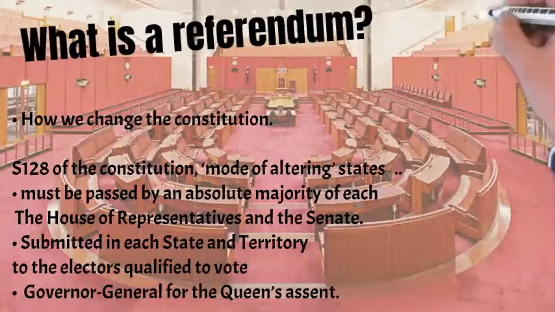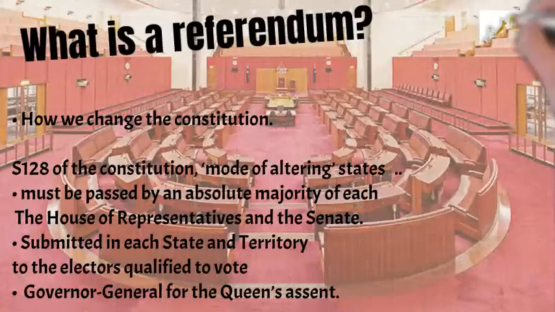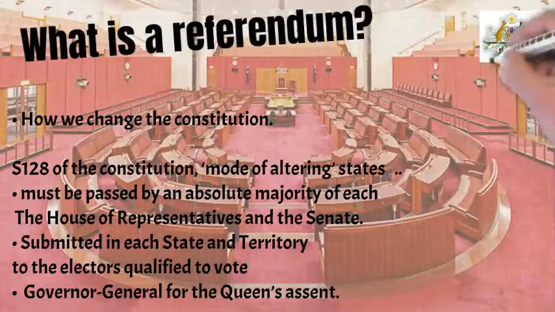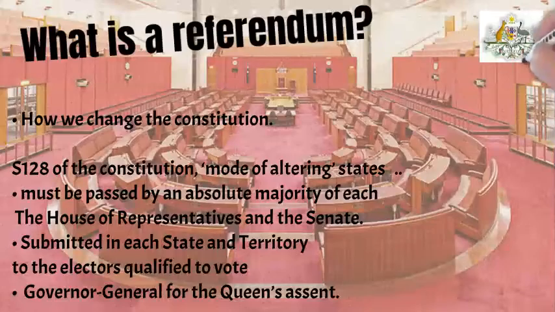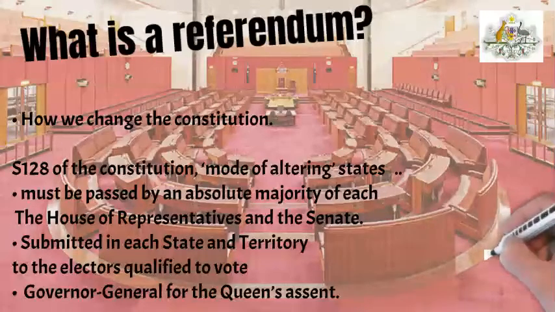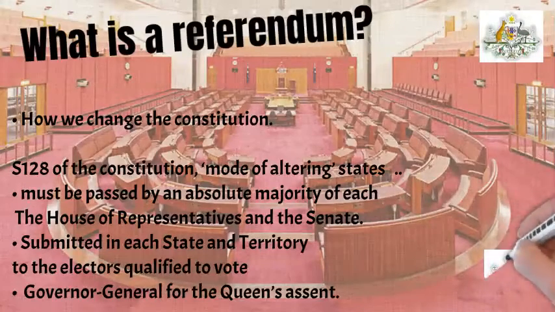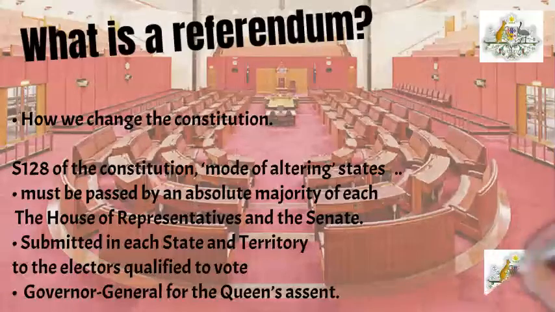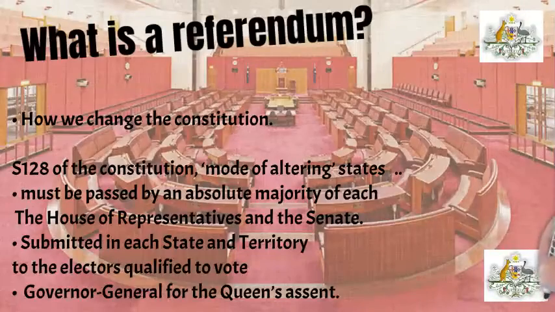If this happens, it should then be presented to the Governor-General for the Queen's assent or approval. This is sometimes referred to as royal assent. This is the final step in the process for a change to our constitution to be confirmed. Votes in the territories count toward the national total, but the result of that region does not count as a state. Next, let's look at referendum results.